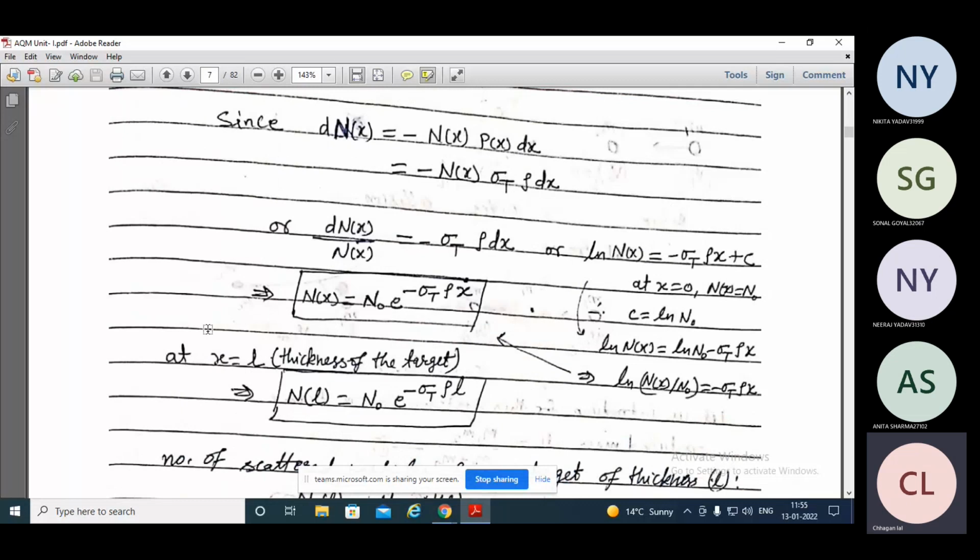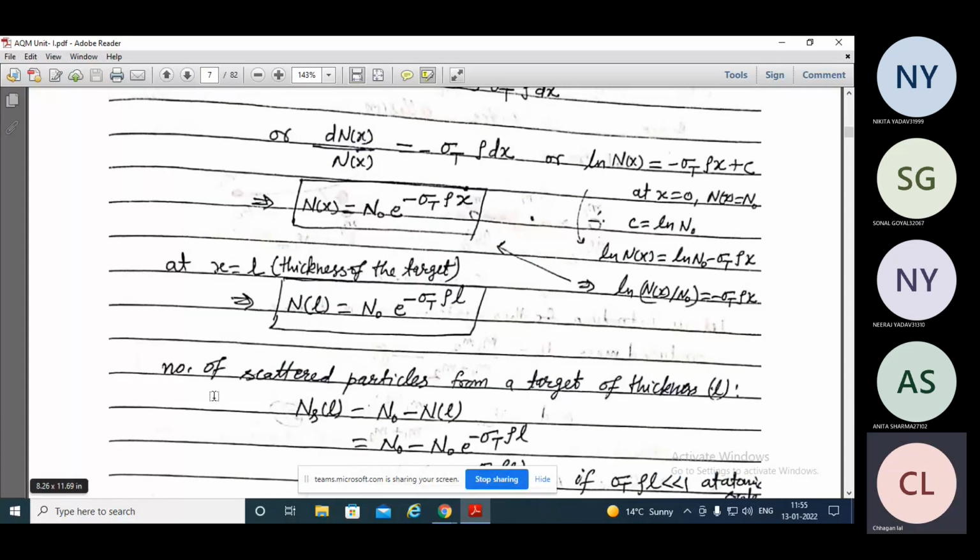Now we can check if we are measuring the target from x equal to 0 to x equal to L, that means L is the thickness of the target, then we can find up to the right surface how many particles are scattered. So we can put x equal to L, and then we can represent exponential minus sigma t rho L. This is the final number. We can calculate the number of scattered particles from the segments.